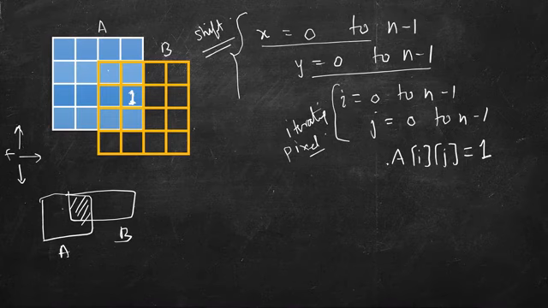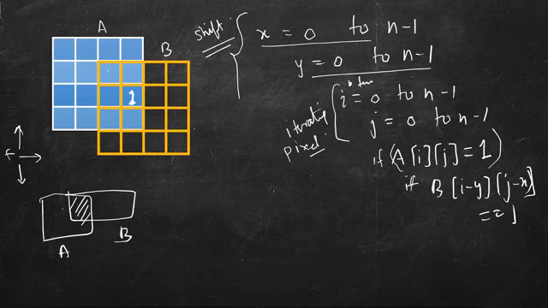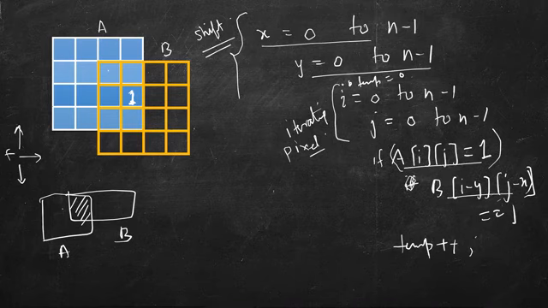Then what we will need to check, so if this is the case, then if B[i minus y][j minus x] is also 1, then increment the count. So we will keep a temporary count here for this shift. For each shift we will have a count. So we will define a variable here, temp equal to 0. So we will do temp plus plus. You can merge these two conditions into one. If this and this, then temp plus plus.